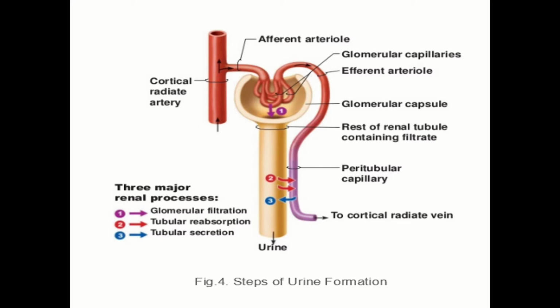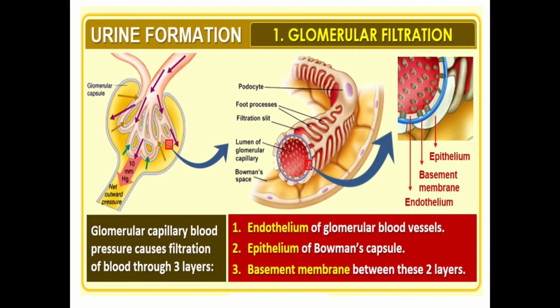Now, the third step is tubular secretion. Tubular secretion is an important step in the formation of urine, as it helps in the maintenance of ionic and acid-base balance of body fluid. Now here is the first step of urine formation, that is glomerular filtration.